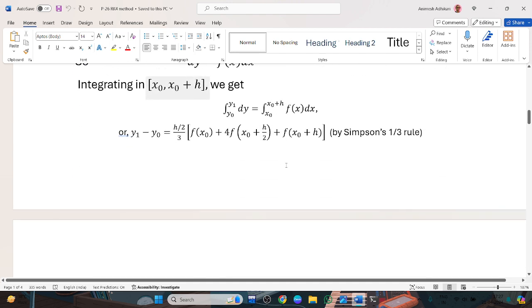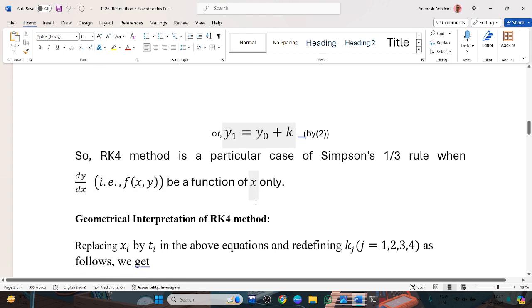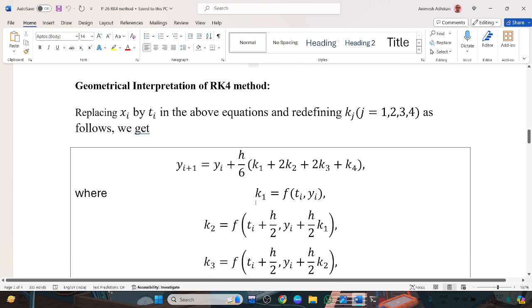So obviously we get that this Runge-Kutta fourth order method is a particular case of Simpson's one-third rule when dy/dx, that is f(x, y), is a function of x only. Now we give here a geometrical interpretation of the Runge-Kutta fourth order method.